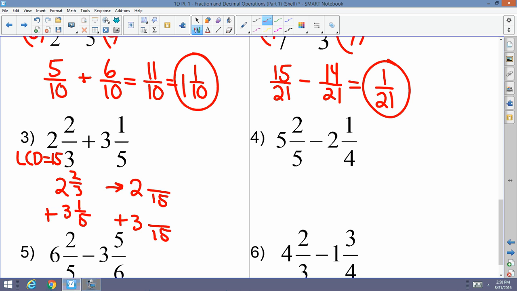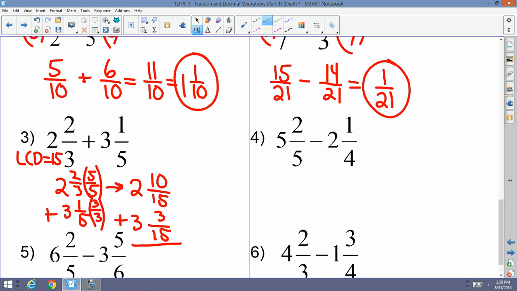So what did I multiply to 3 to get to 15? I multiplied 5. Well, I have to multiply 5 then to both numerator and denominator, giving me 2 and 10/15. What did I multiply to the 5 in the 3 1/5 to get to 15? I multiplied by 3. So I must multiply 3 to both numerator and denominator, giving me 3 and 3/15.